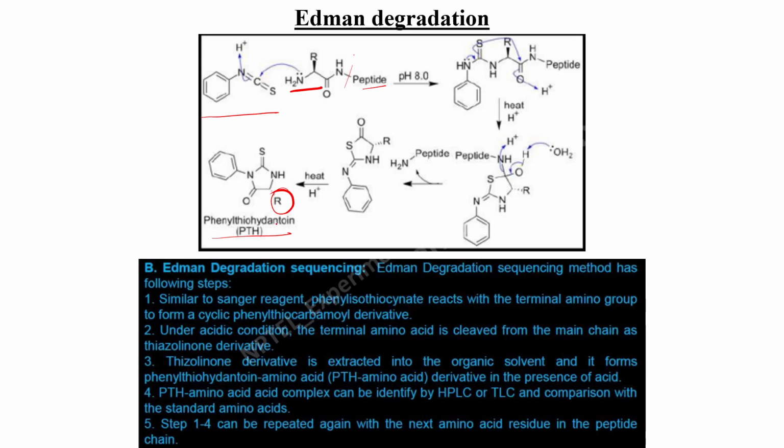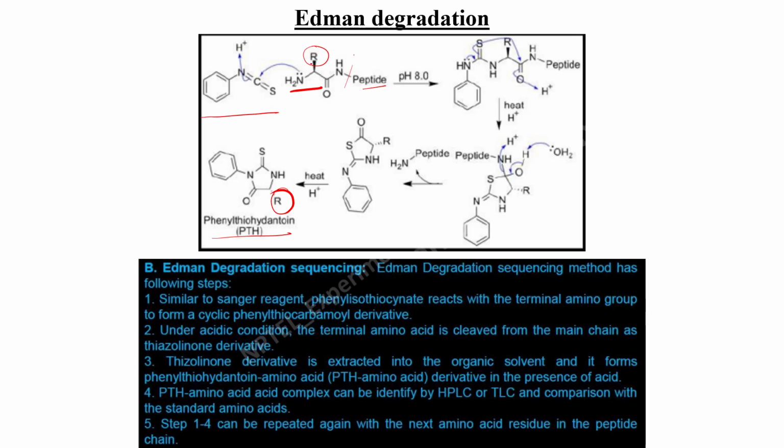Okay. So this R group basically is the side chain of the amino acid. So if you see here, this is the side chain of the amino acid. So if it is alanine, we will have a CH3 group. If it is glycine, we will have an H group, and so on.